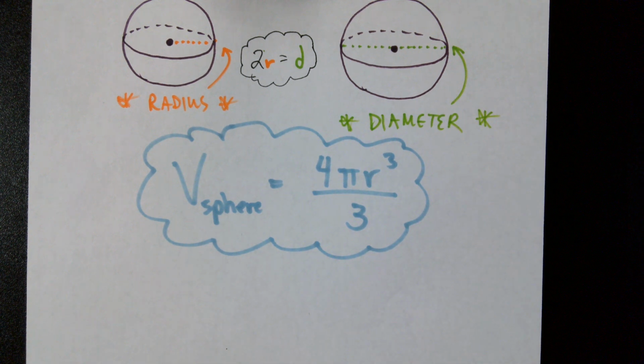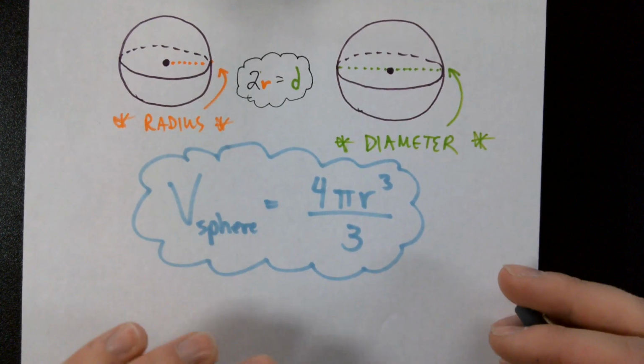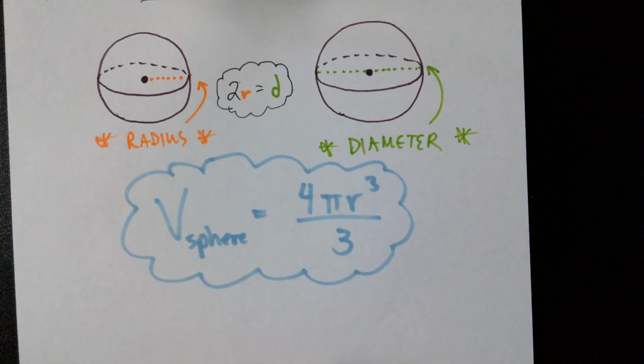Is that to the third power? That is right. That is r cubed, or r to the third power. How do we figure out that? Good question. We'll get to that in just a second. That's actually going to be our first step.